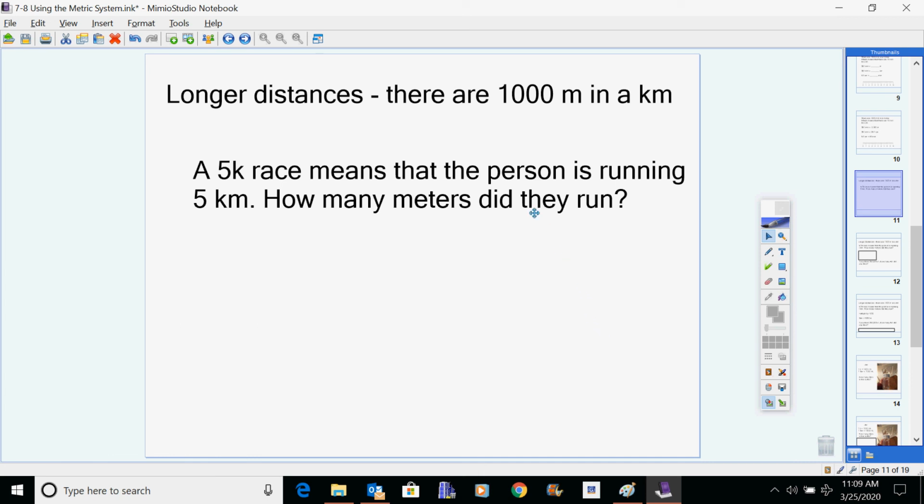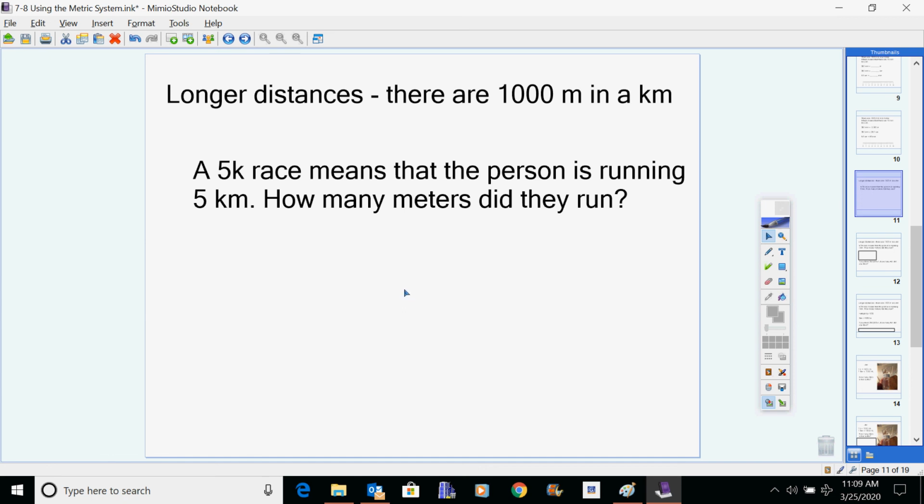Now, we do have certain things in the United States that we usually think of in terms of metric, and one of them is a lot of the races that are run, especially the shorter ones. You'd hear, oh, somebody's going to run a 5K or somebody's going to run a 10K. And those Ks stand for kilo.